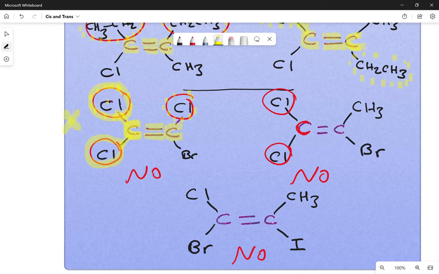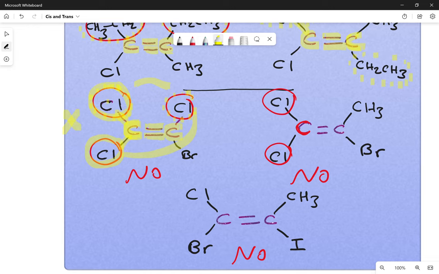This is not cis or trans. It cannot be, because on the top of the line, I have 2 Cl. So I'm going to say this is cis, and then I also have Cl diagonally with this Cl, so this is trans. It cannot be cis and trans at the same time; it's either cis or trans.